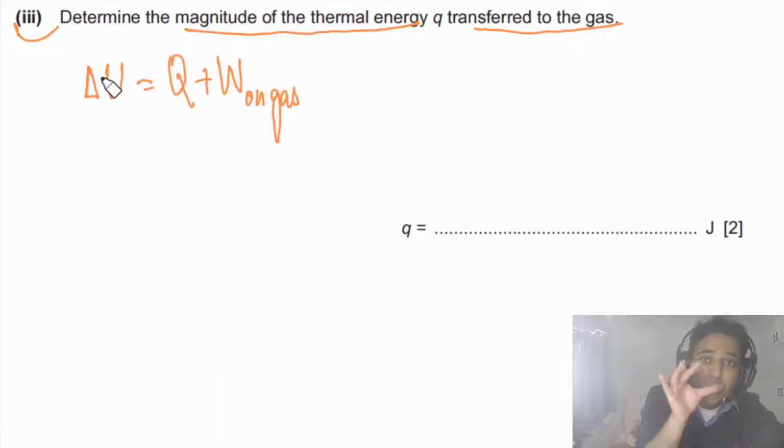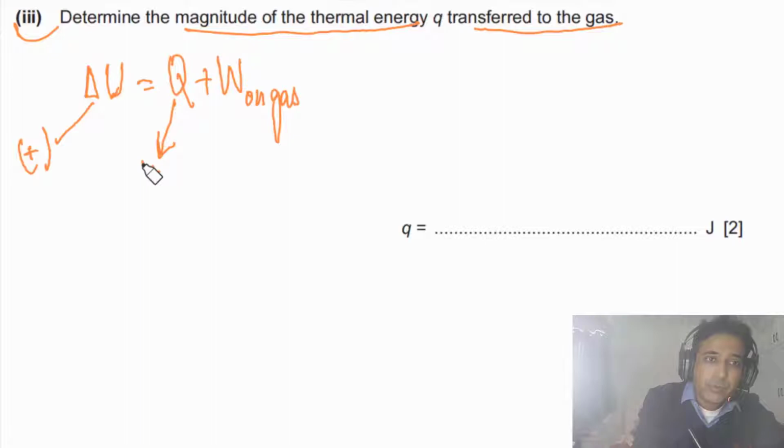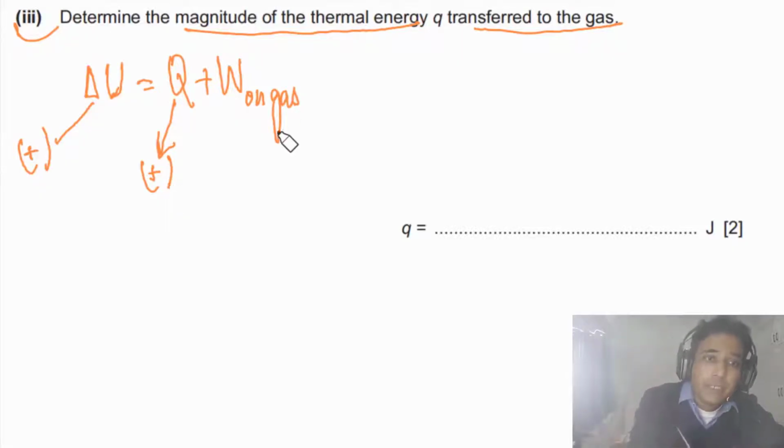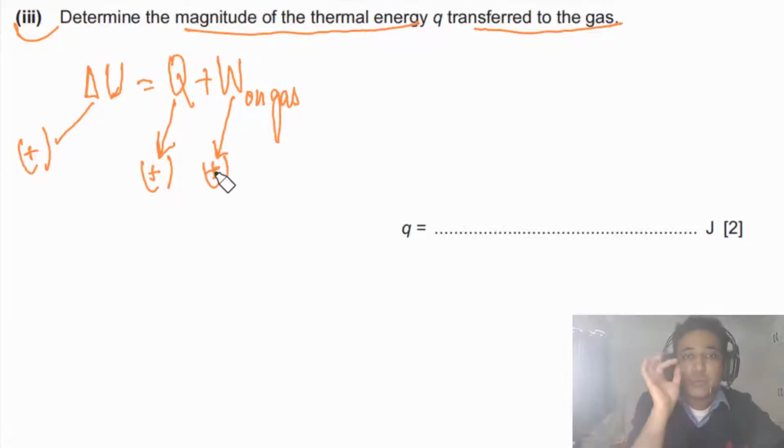Here we have the change in internal energy, and this change in internal energy will be positive if Q is positive. If Q is positive, the change in internal energy is 100% positive if work done on gas is also positive. But if Q is positive and W is negative, then we need to compare which one is bigger. Then we can decide whether the change in internal energy will be positive or negative.